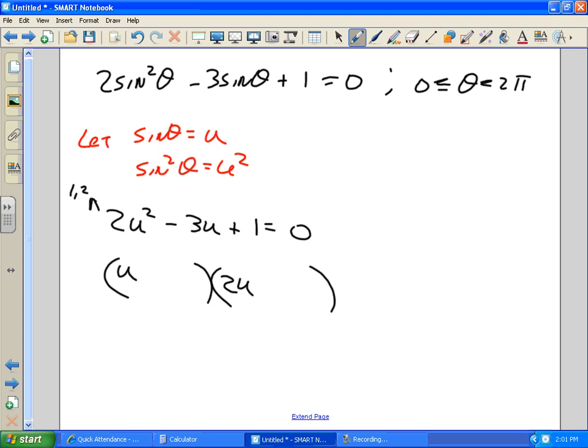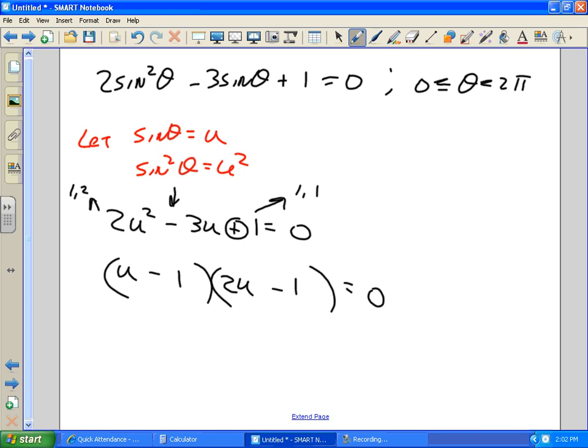Okay. The sign between the middle term and the constant is positive. What does that tell me about the signs in my parentheses? That they will be the same. Well, if they're the same, they could both be positive, or they could both be negative. So I go to the middle term, and since the middle term is negative, both of these will be negative. The only way to break up 1 is 1 and 1. So I get u minus 1 and 2u minus 1 equals 0.